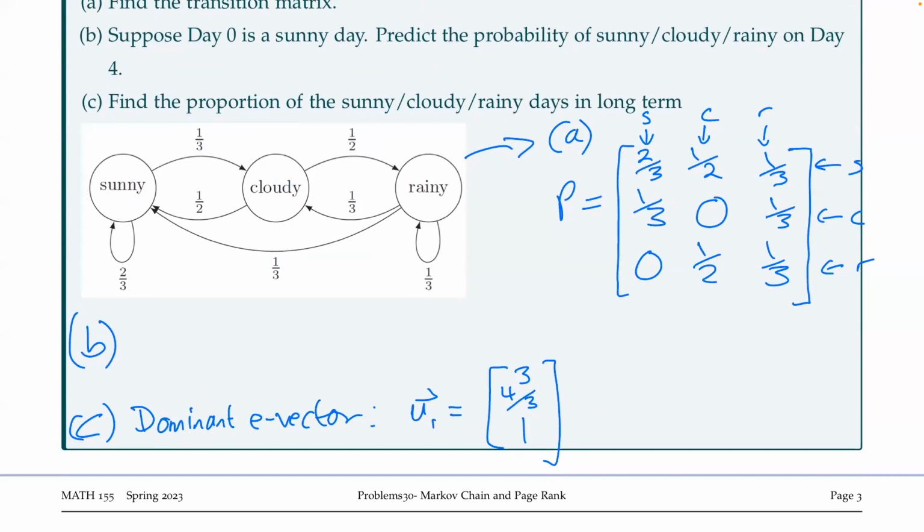The second part, we're told, suppose day 0 is a sunny day. Predict the probability of sunny, cloudy, rainy on day 4. Okay, so what does this mean? Well, our initial probability distribution is that it's sunny on day 0. So we have a 1 for sunny here, 0 and 0, okay? So it's definitely sunny, it's not cloudy or rainy on day 0. And then if that's day 0, day 4 is going to be V4, which is just our transition matrix to the power of 4 times V0.